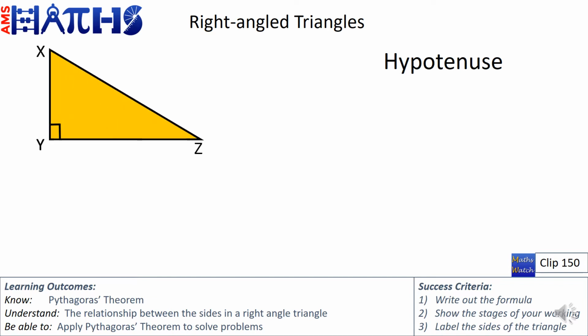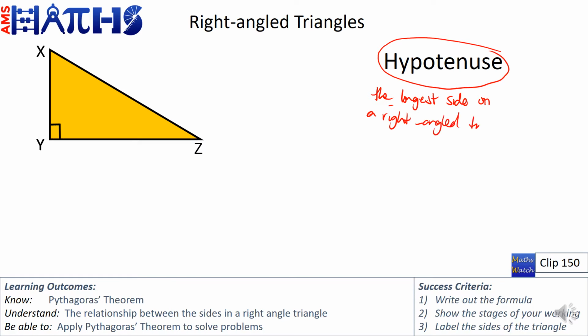Now here's a triangle XYZ. We need to be familiar with this term hypotenuse, okay? Now the hypotenuse is the longest side on a right angled triangle. Okay, so when we look at our triangle XYZ, the longest side would have been XZ. So XZ is the hypotenuse on that triangle we're looking at.